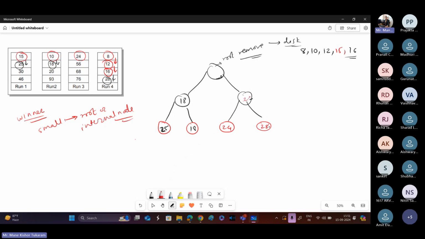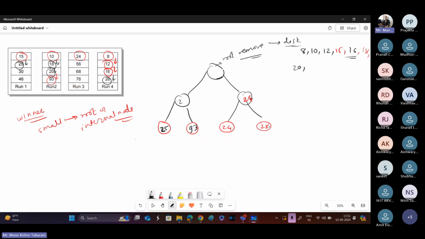So lowest is 24. From these two, lowest is 18. So the next number is 18. I have just selected 18, so it will go to the next number, that is 20. Delete this particular 18 and move towards 20. From these two, again lowest is 20. Again remove this particular 20 and move towards the next number, that is 93. So I remove this 20 and replace it with 93.